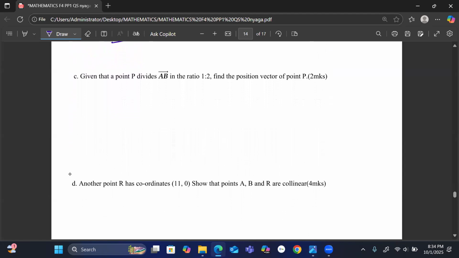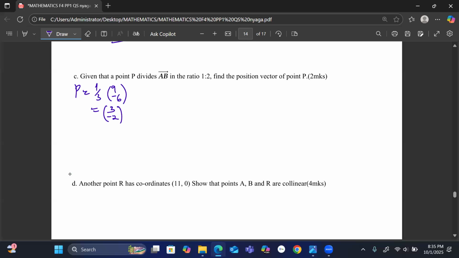Given that a point P divides vector AB in the ratio 1 to 2, find the position vector of point P. Point P is divided in the ratio 1 to 2. That means the total ratio is 3, so it's 1 over 3 of (9, -6). When you multiply by a third, we are going to have (3, -2) as vector AP.